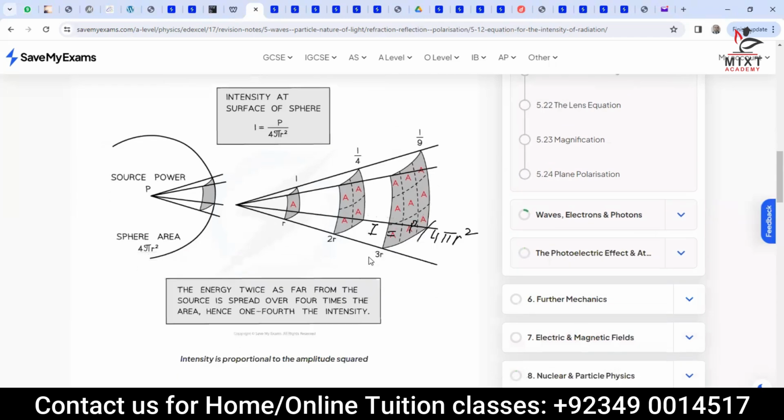Next, the energy twice as far from the source is spread over 4 times the area, hence one quarter the intensity. So technically speaking, if the radius is doubled, the intensity is reduced by 4 times. If you are far away, the energy is more spread out. So the radius should be as small as possible for greater intensity, as per the formula.